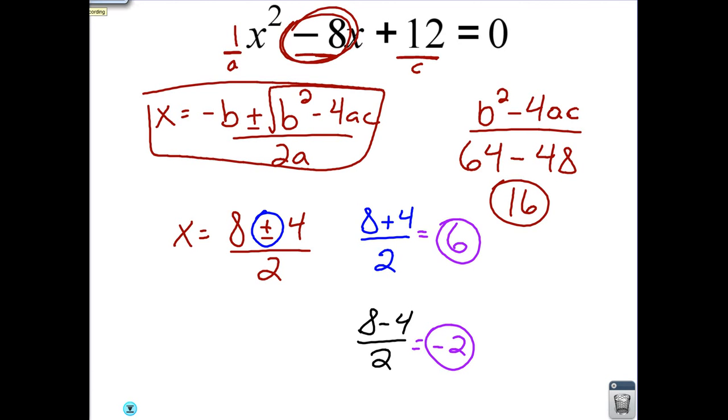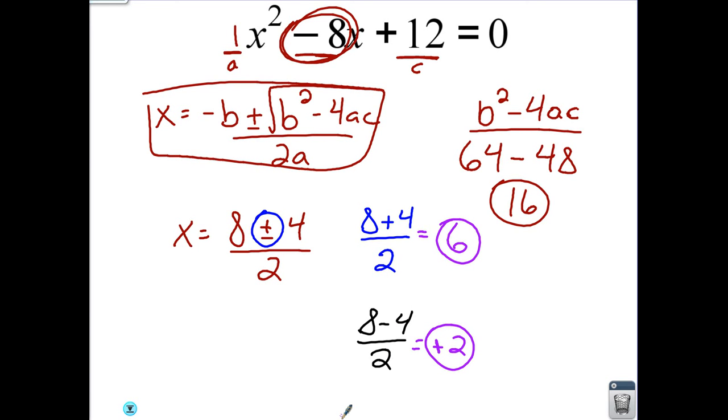Correction. 8 minus 4 is not negative 4. 8 minus 4 is positive 4. Positive 4 divided by 2 should be a positive 2 though. I did that for a reason. Not really, but we'll go with that.